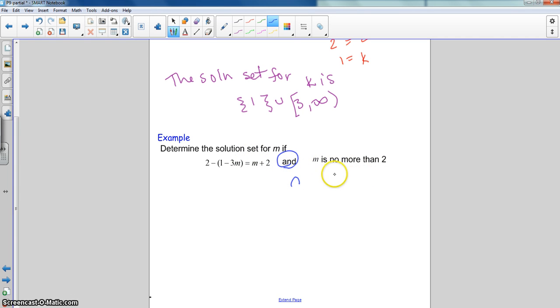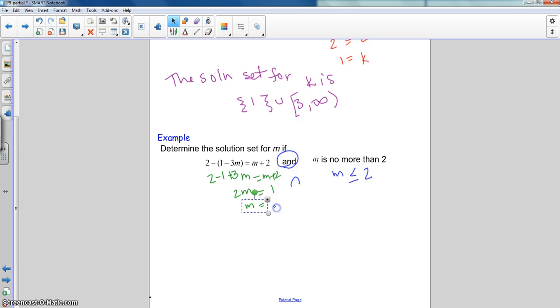And expressing this in symbols, if m is no more than 2, how does m compare to 2? If it's no more than, it has to be less than or equal to. Okay, no more than. It can be equal, but it has to be definitely less than that. Okay, so now I go ahead and solve this linear equation. Let's go ahead and distribute that negative. So 2 minus 1 plus 3m is equal to m plus 2. And I'm going to skip some math here, and feel free to pause the video and check my math if you need to. And I get 2m is equal to 1. And so I get m is equal to, oh goodness, 1/2.